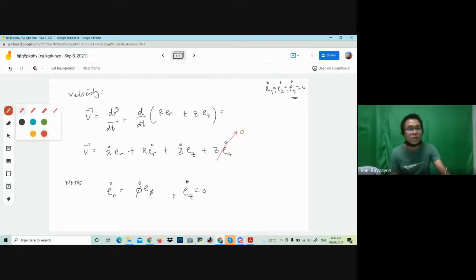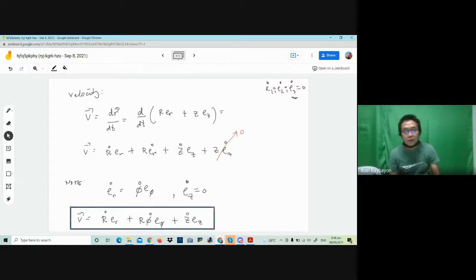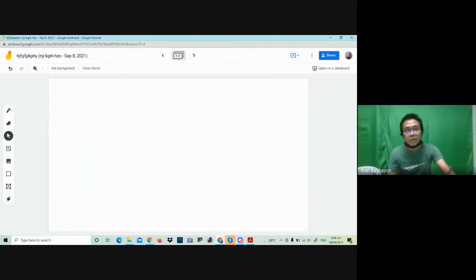So therefore the velocity in cylindrical coordinates is R dot ER plus R phi dot E phi plus Z dot EZ. So this will be the velocity of the object in cylindrical coordinates. For the acceleration, it is easy: you just have to derive the V.